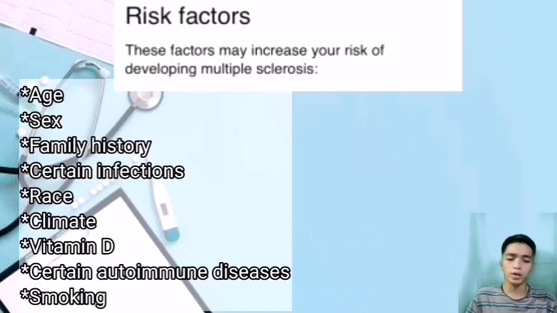Then the next one is vitamin D. Having low levels of vitamin D and low exposure to sunlight is associated with a greater risk of multiple sclerosis.